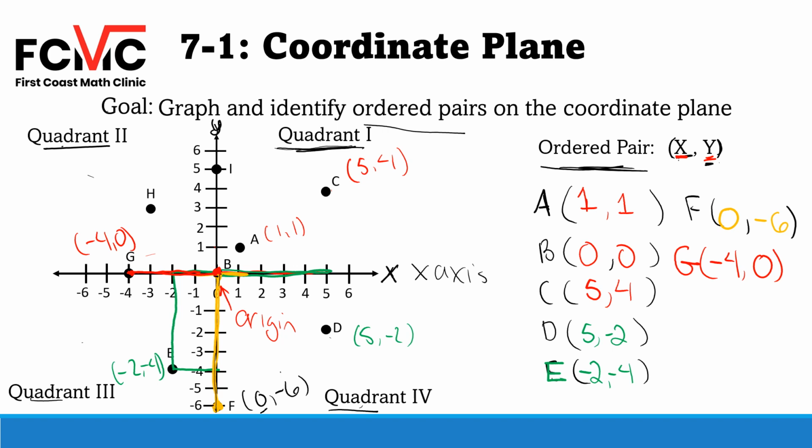Let's do H. So H, I'm moving to the left 1, 2, 3, so I'm at -3. Now I'm going up 1, 2, 3. Okay, so I'm at 3, so my y value is 3. So H is going to be -3, 3.